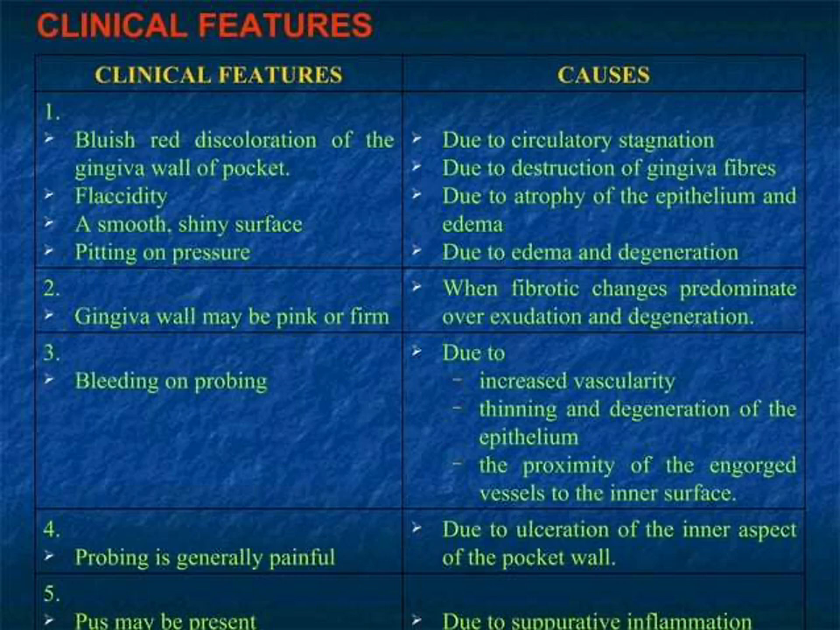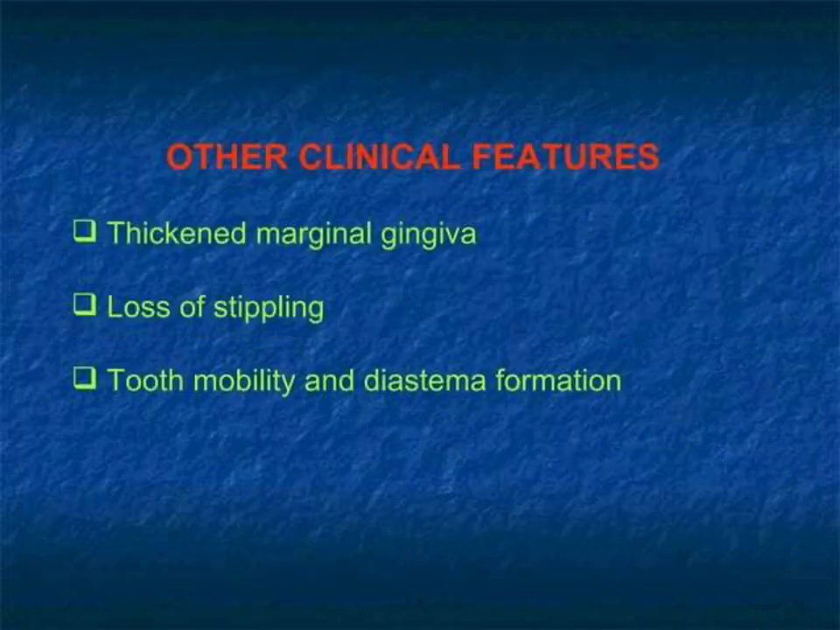Bluish-red discoloration of gingival wall of pocket occurs due to circulatory stagnation. Flaccidity occurs due to atrophy of epithelium and edema. Pitting on pressure occurs due to edema and degeneration. Gingival wall may be pink or firm when fibrotic changes predominate over exudation and degeneration. Bleeding on probing is present due to increased vascularity, thinning and degeneration of epithelium, and the proximity of engorged vessels to the inner surface. Probing is generally painful due to ulceration of inner aspect of the pocket wall. Pus may be present due to suppurative inflammation.